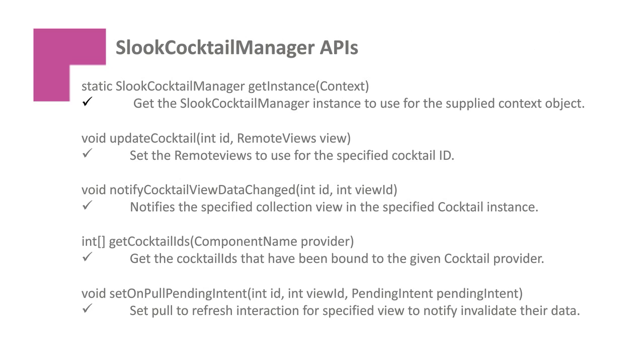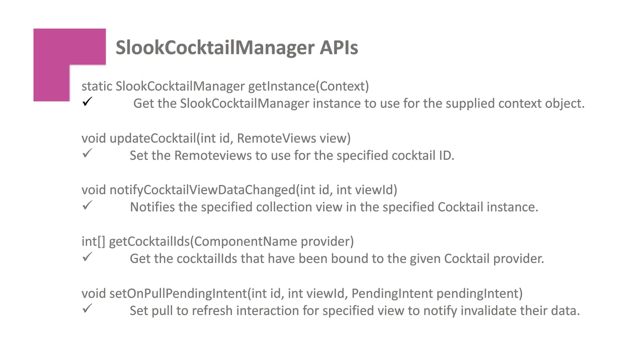Now, what are the major APIs within the SlookCocktailManager class? It's the getInstance. You can get the instance of the SlookCocktailManager class. Then there is updateCocktail. That's when you set up the items within the list view. Then there is notifyCocktailViewDataChange. Again, when there is a change in the content of your edge panel, that's when it gets invoked. Then the last one is setOnPullPendingIntent.